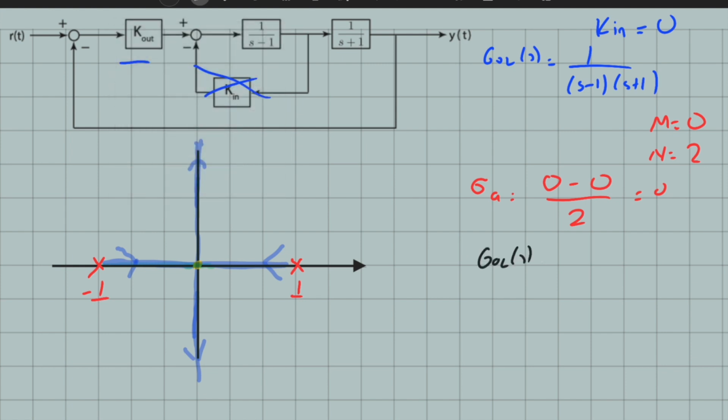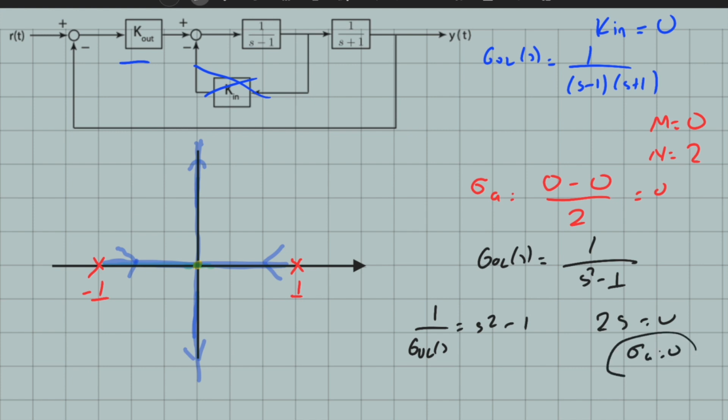G_OL of S is equal to 1 over, let's open the numerator, I think it's S squared minus 1. So 1 over G_OL of S is equal to S squared minus 1. What we are going to do is take the derivative of this with respect to S and equate it to 0 to compute the breakaway point. The derivative is 2S, and if we equate it to 0, the breakaway point is simply equal to 0 for this problem.